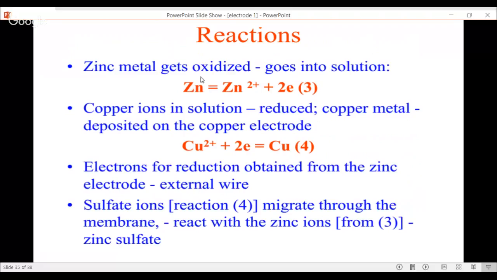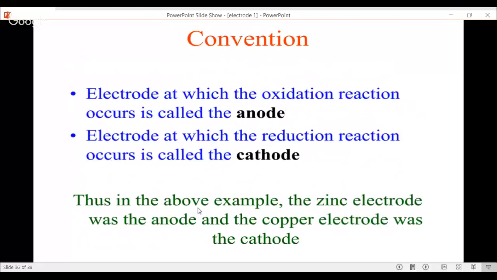So zinc metal gets oxidized, goes into solution as zinc 2 plus plus 2 electrons. The 2 electrons now go through the external circuit to the copper electrode. Copper ions in solution are reduced, and copper metal is deposited on the electrode. Electrons for the reduction are obtained from the zinc electrode through the external wire. Sulfate ions migrate through the membrane and react with the zinc ions to form zinc sulfate. This is how the reactions occur.